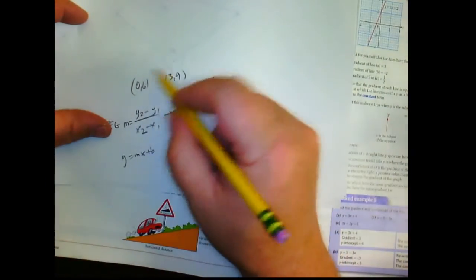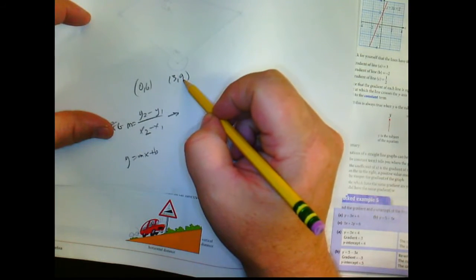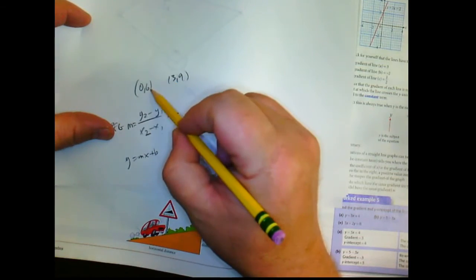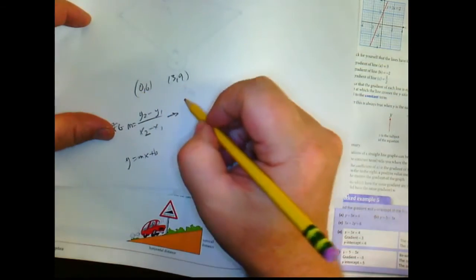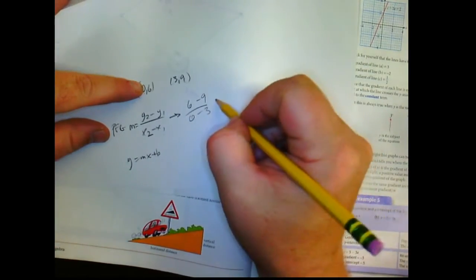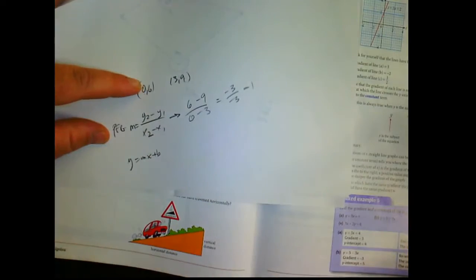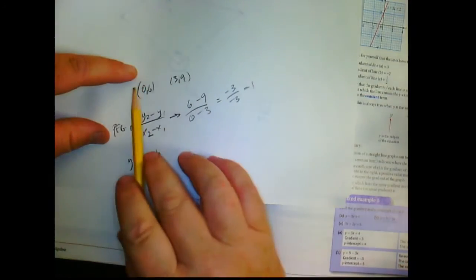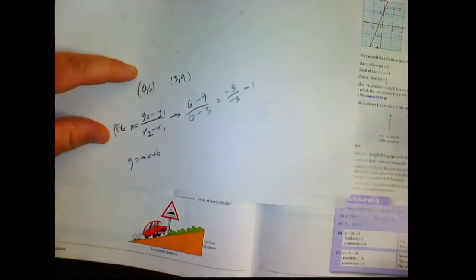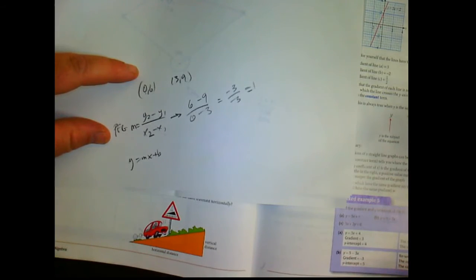So look, it doesn't matter which one's first, but whichever y goes first, the corresponding x has to go first. If I make this go first for y, that has to be first for x. So 6 minus 9 over 0 minus 3. That's a slope of 1, unless I made a silly mistake. So 6 minus 9, yep, 0 minus 3. That's negative 3 over negative 3, which is equal to positive 1. Just like that. That's all it is.